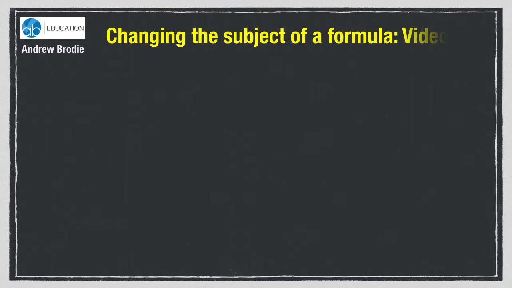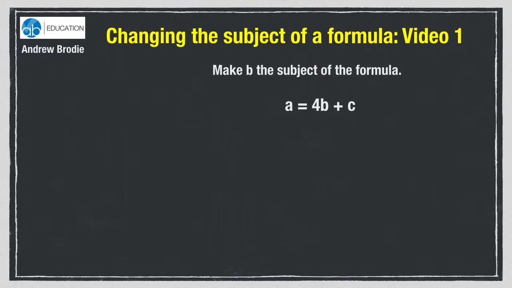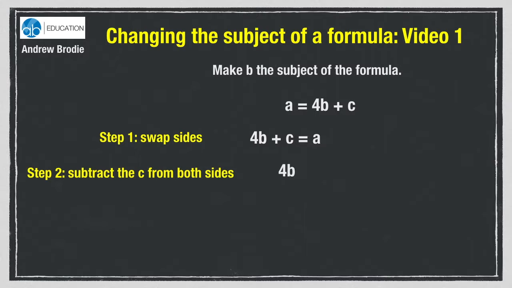Here's another example. This time the formula is a bit more complicated because a letter C is involved, but we still want B to be the subject of the formula. We're swapping sides so that the B is on the left. The next job is to subtract the C from both sides. 4B equals A minus C.